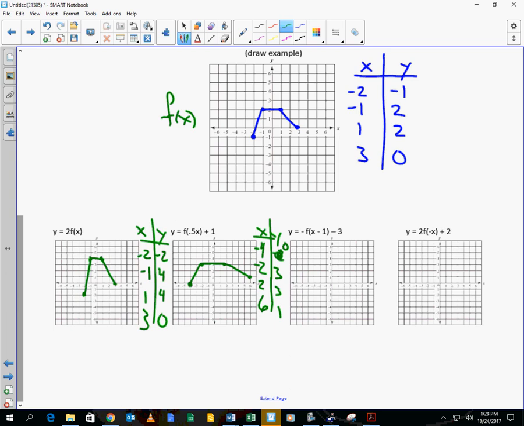So does my new shape look like it's stretched horizontally? Can you tell it's shifted up 1 unit from what it was? Yeah. Okay, let's go to the next one.